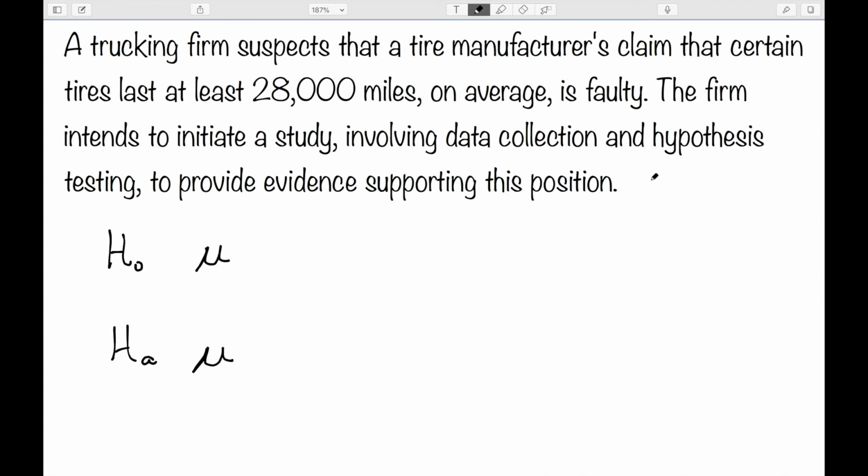This firm is looking to build a hypothesis to provide evidence supporting the position that this is wrong. So they want to find evidence that it is not at least 28,000. The original claim was that it was 28,000 or more, so greater than or equal to 28,000, and they want to provide evidence supporting that this is false. So mu less than 28,000 would be our alternative hypothesis, because this is what we are looking for proof for.